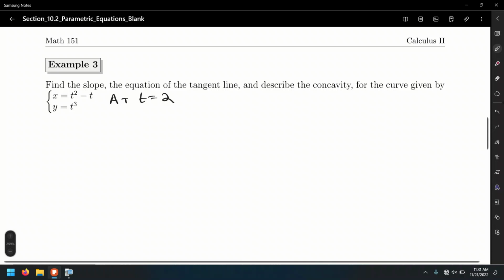And for concavity, for the third part of the problem, we will use the second derivative. Recall that concavity is described by the second derivative. Whenever the second derivative is negative, we know our function is concave down. Otherwise, when the second derivative is positive, it is concave up.